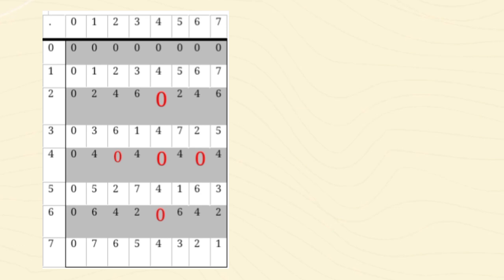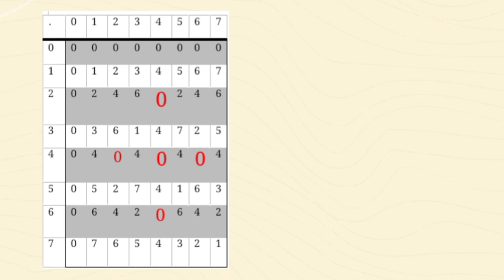Now let's jump down to the fifth row. We have 4 times 0 is equal to 0, 4 times 1 is equal to 4, 4 times 2 is equal to 8, which is equivalent to 0 modulo 8. 4 times 3 is equal to 12. 4 times 4 is equal to 16, that is congruent to 0. Now we have 4 times 5 is equal to 20. 4 times 6 is equal to 24, another 0. Finally, we have 4 times 7 is equal to 28, that is congruent to 4. We filled our table.